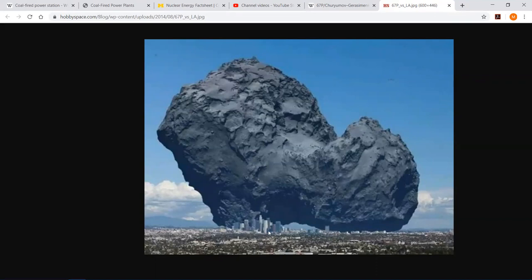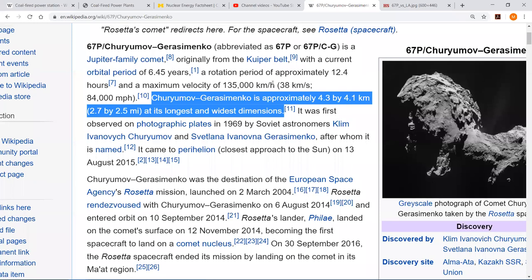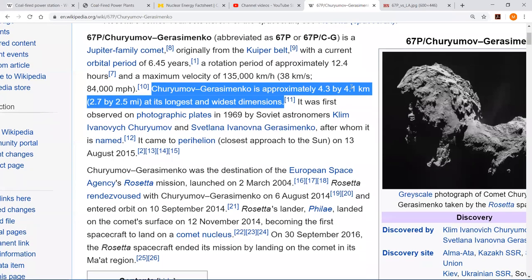So it looks huge, but it's the size of a mountain, maybe a modest size mountain or a big mountain, I'm not sure, but it's nowhere near the size of a planet. I pulled up some facts about the comet on Wikipedia. Churyumov-Gerasimenko, that's a fun name. They're telling us it's got this irregular shape, but they're saying it's longest and widest for basically 4 by 4 kilometers. So I will regard it as a sphere with a diameter of 3 kilometers to be conservative.